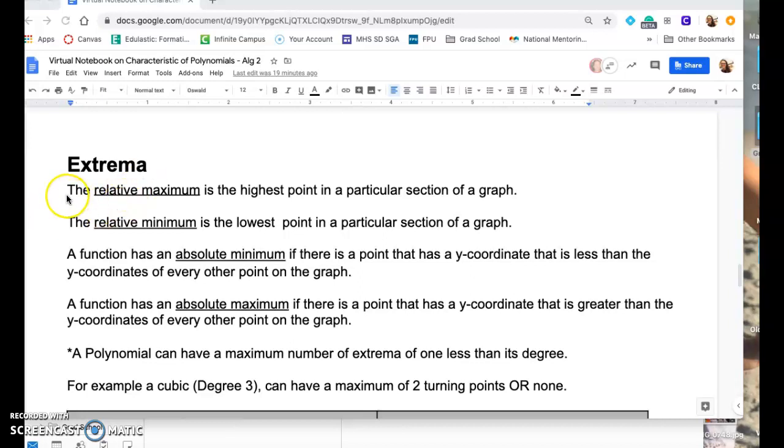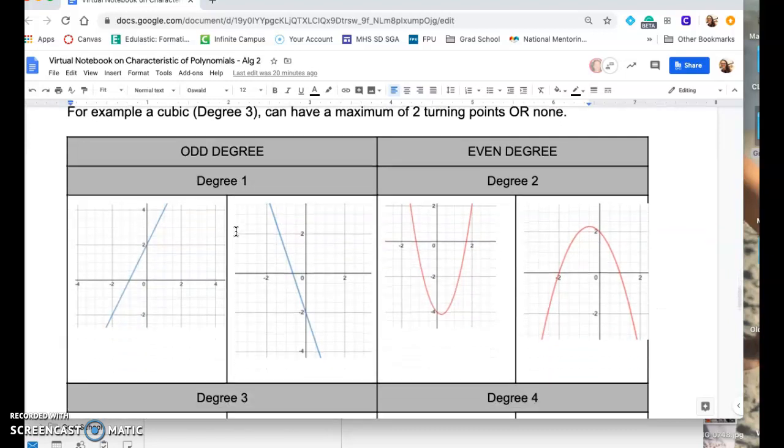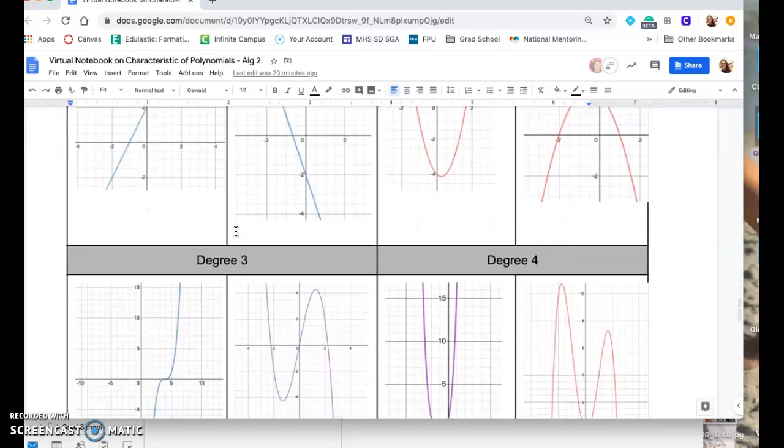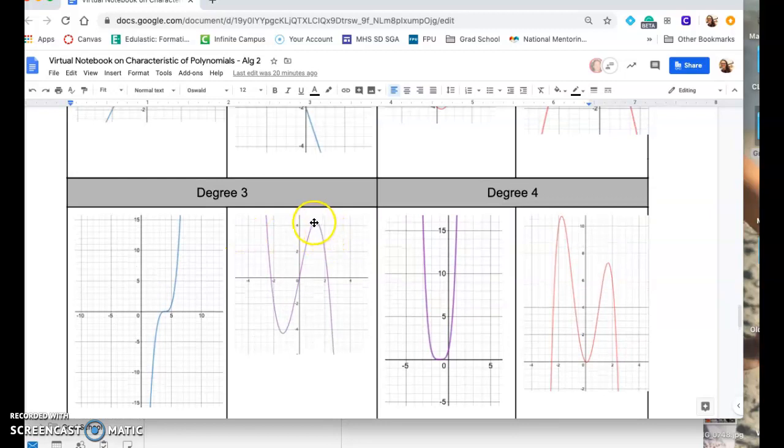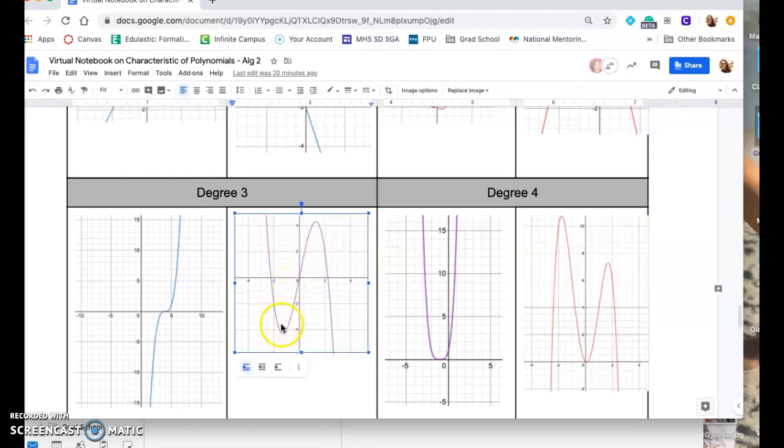So a relative maximum is the highest point in a particular section of a graph, and then the relative minimum is the lowest point in a particular section of a graph. So every single graph has the possibility of having extrema, and those are these turning points. Like right here, that would be a turning point. That's a turning point, okay?